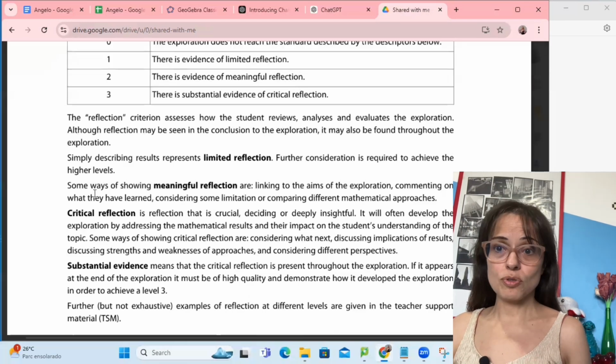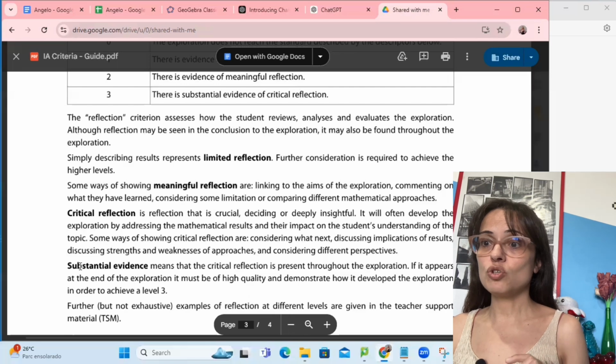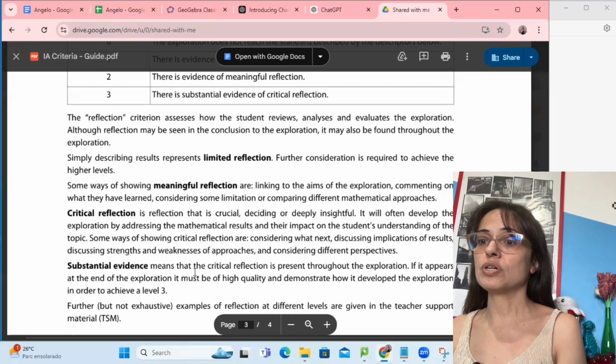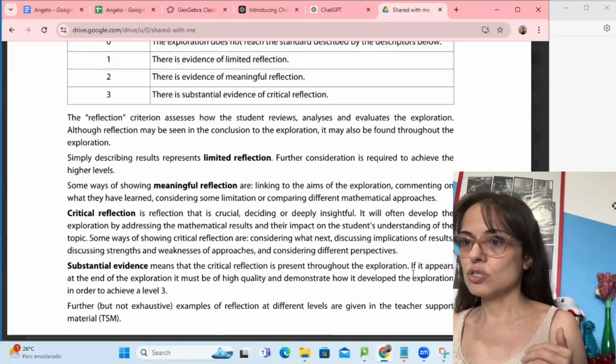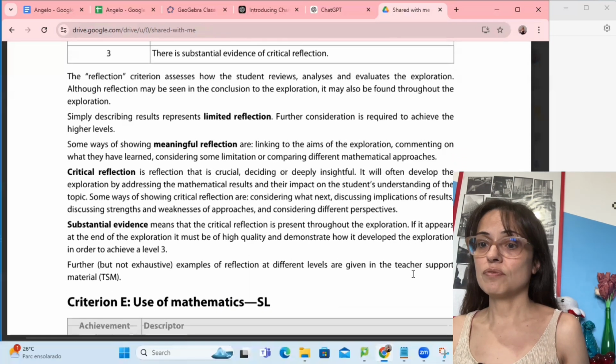And not only does the 3 have to be critical, but it also needs to be substantial evidence of critical reflection present throughout the exploration. Obviously, this is always true. So I'm not giving myself this point.